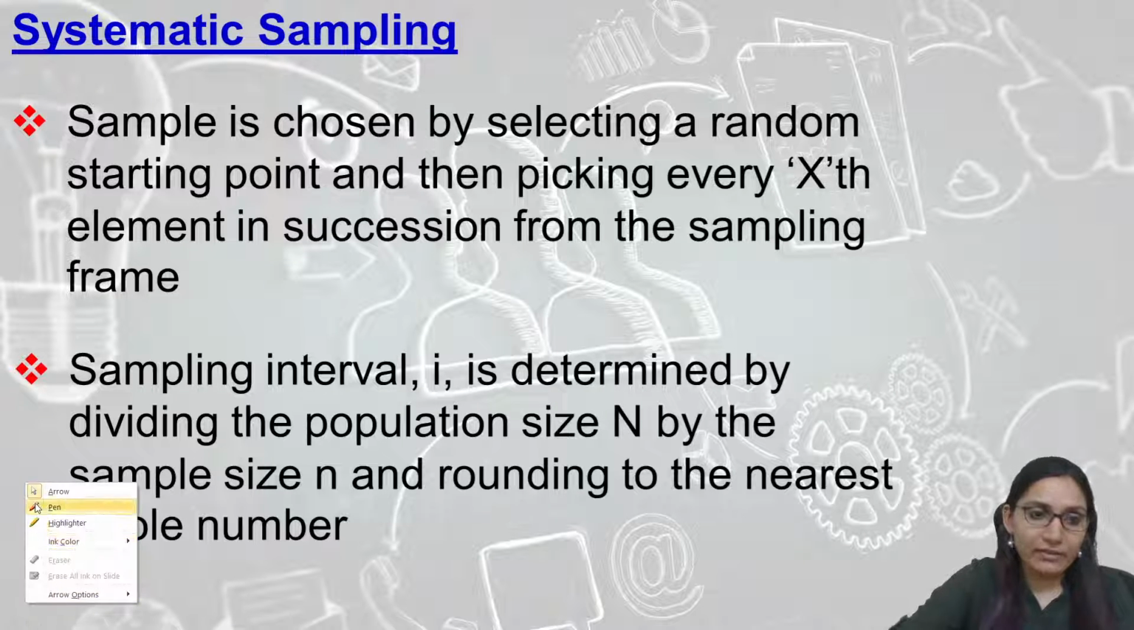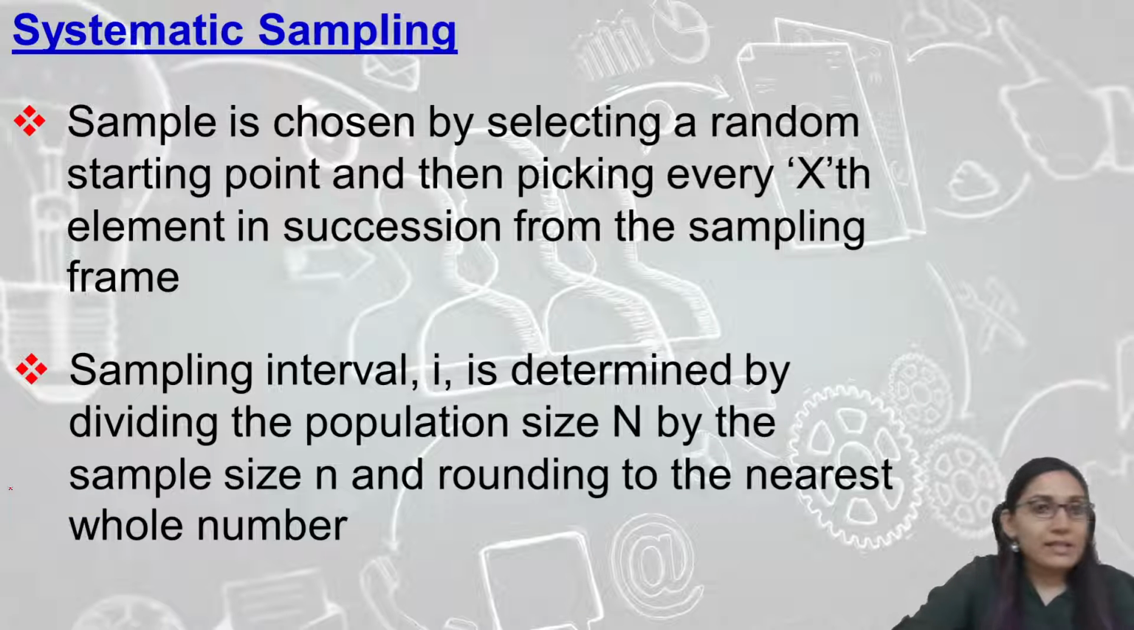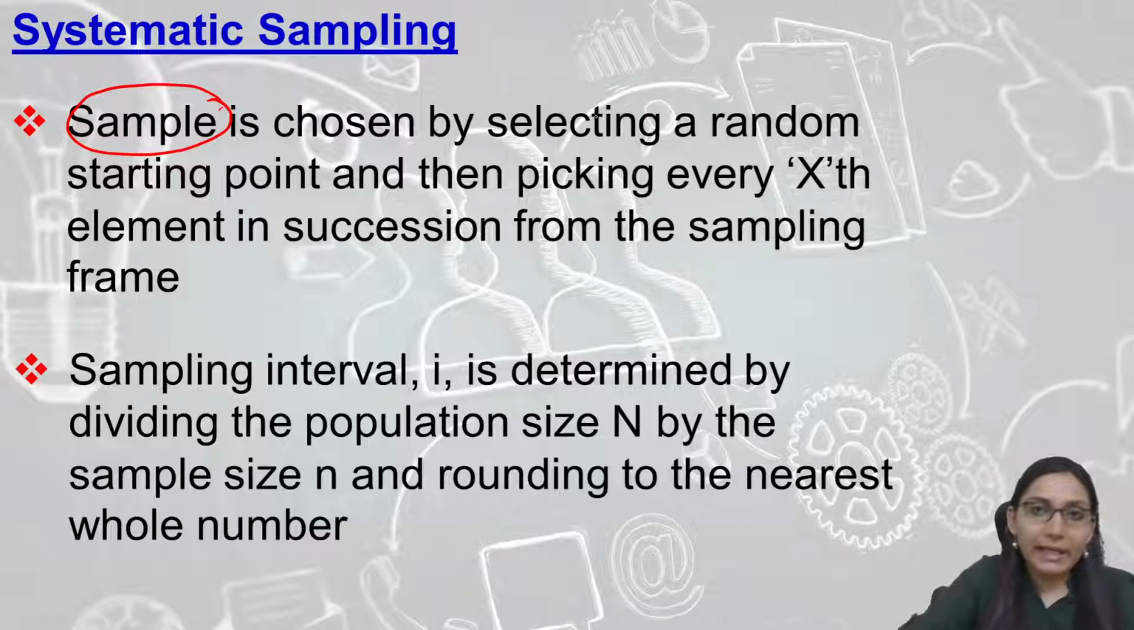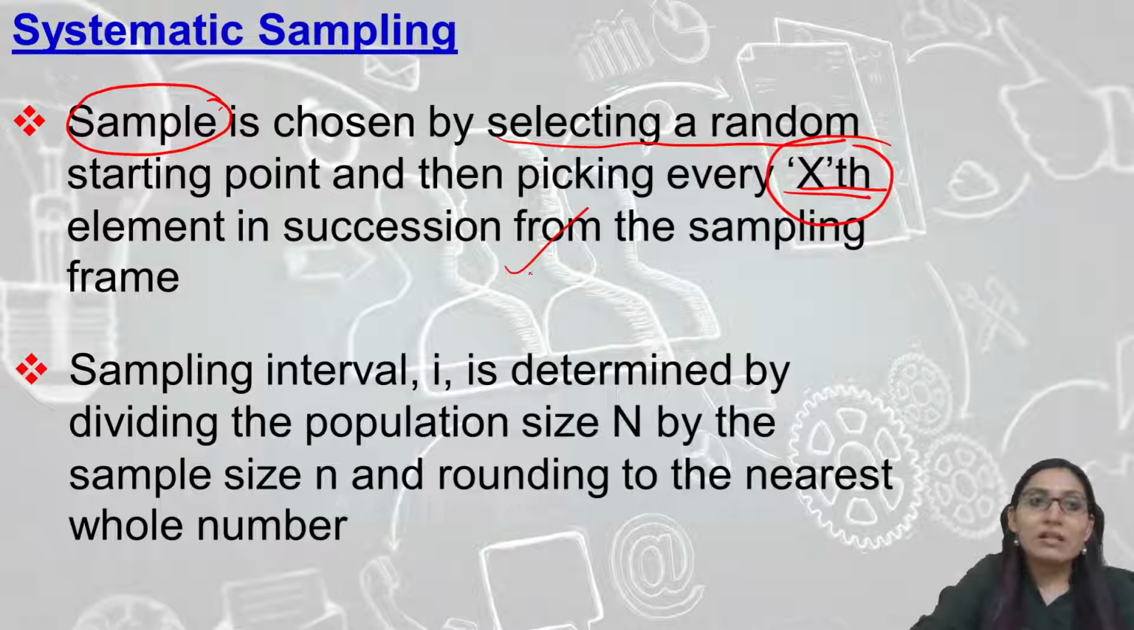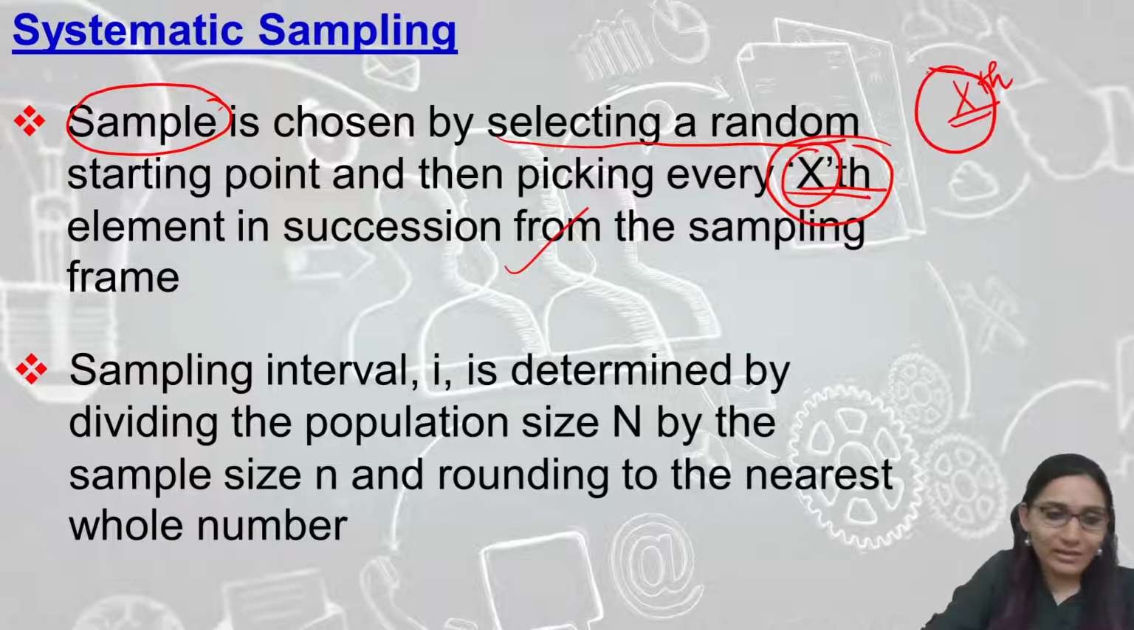I think this is the next topic that we need to discuss, that is systematic sampling. So we will start from here today. Under systematic sampling, the sample is chosen by selecting a random starting point and then picking every xth element in succession from the sampling frame. Not 10th, sorry, xth element. X means it can be any number.